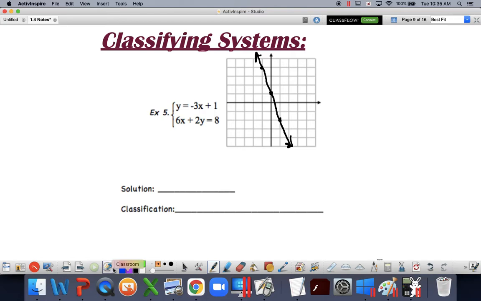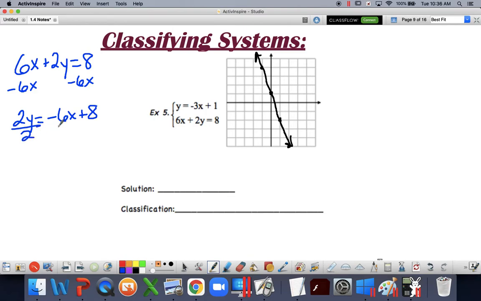Now our next one is unfortunately not in the nice y equals mx plus b form. So let's go ahead and practice how we solve for y. Practice some of our algebra skills. I'm going to subtract 6x. I get 2y equals negative 6x plus 8, divided by 2. I get y equals, remember you have to divide everything, negative 3x plus 4. My y-intercept is up here at 4.